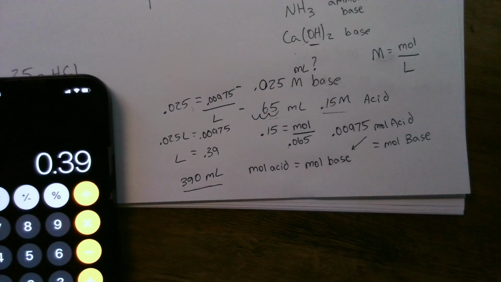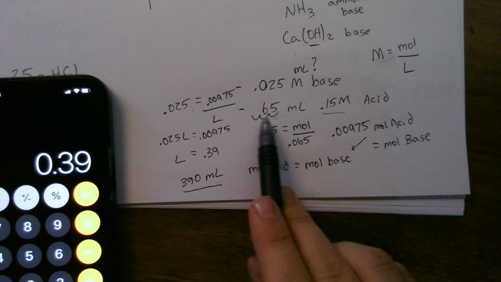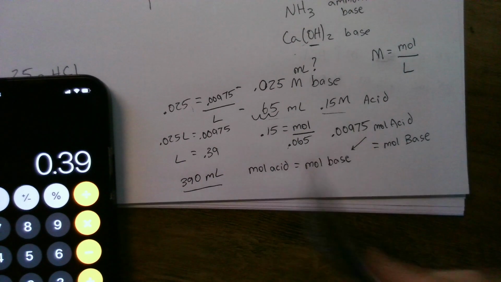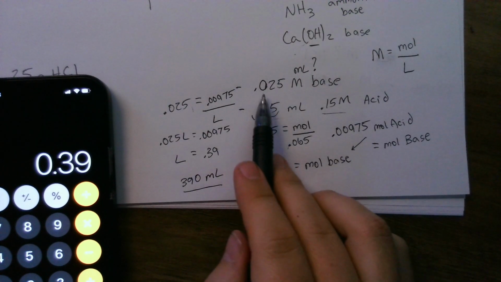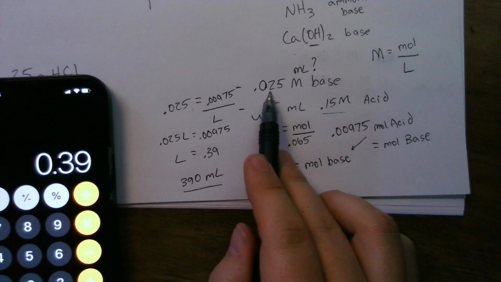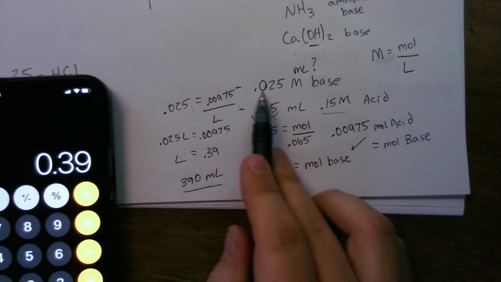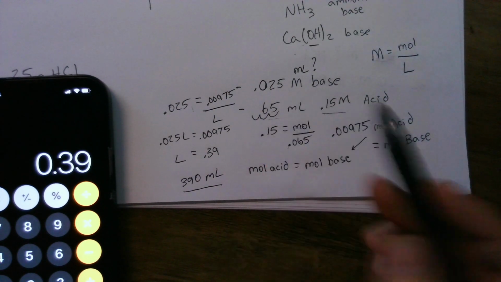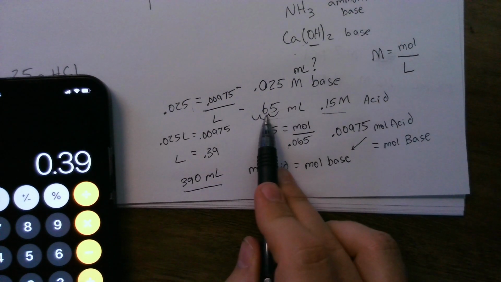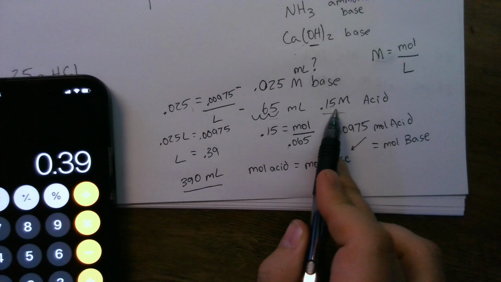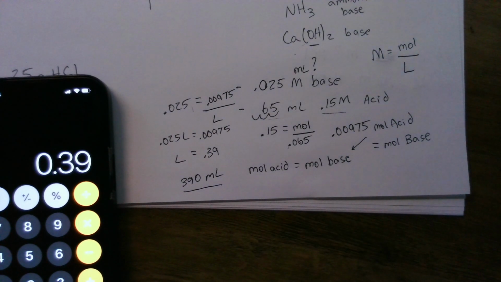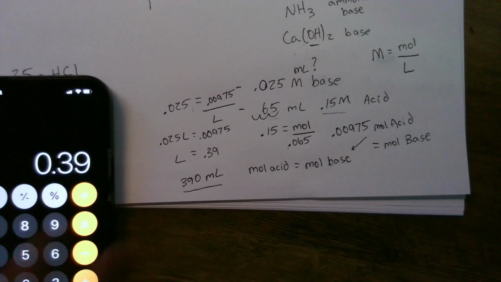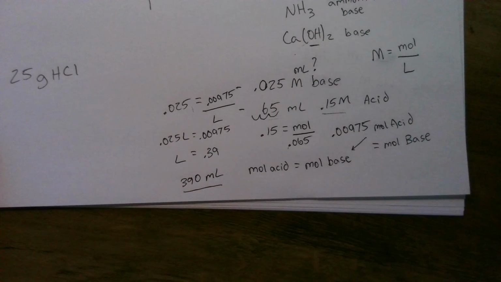Okay, and that kind of makes sense. I have 65 milliliters of this acid. My acid is 0.15 molar, so it's a decent amount more concentrated than my base. My base is only 0.025 molar. So it kind of makes sense. I have 65 milliliters of this kind of strong acid and 390 milliliters of this a little bit more diluted base, and those add up to cancel each other out.